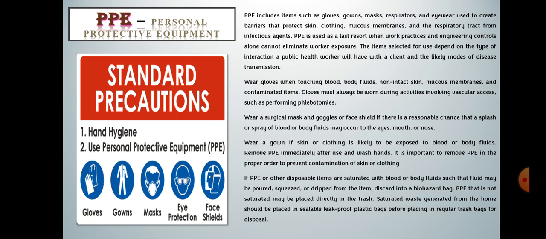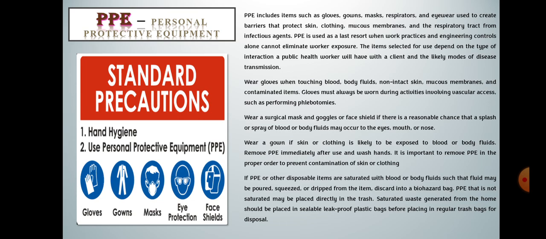Wear a surgical mask and goggles or face shield if there is a reasonable chance that a splash or spray of blood or body fluids may occur to the eyes, mouth, or nose. Wear a gown if skin or clothing is likely to be exposed to blood or body fluids. Remove PPE immediately after use and wash hands. It is important to remove PPE in the proper order to prevent contamination of skin or clothing.